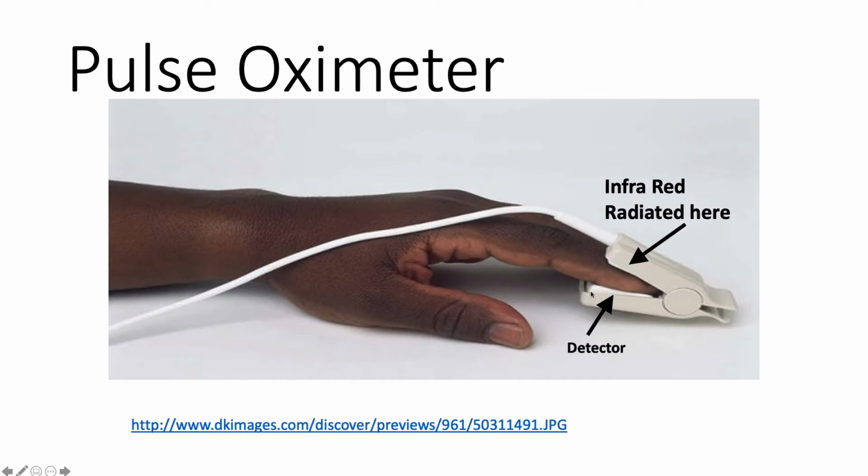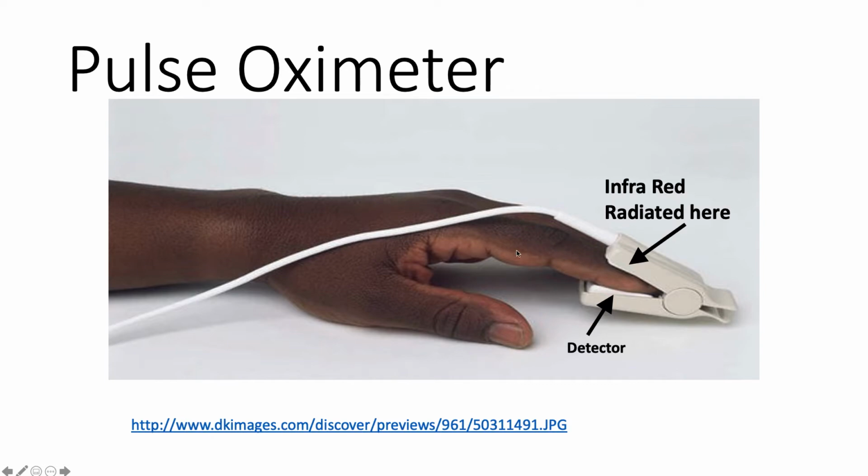You've seen these things, maybe even had one of these used with you. Infrared is emitted here, passes through the finger and is detected here, and there are two things that this will do. It will pick up the pulse, because as the blood pulses through the finger, the amount of infrared that's being detected falls, and it can also work out the level of oxygen in the blood.